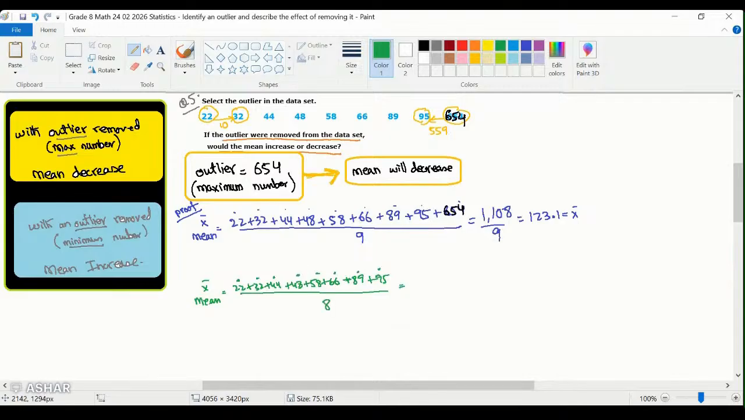So can I say 1008 minus 654? The total will come out to be 454 divided by 8. And the mean comes out to be 56.75. So the value of the mean changes from this value to this value. Is it increasing or is it decreasing? Decrease, right? Because of the outlier. So that's exactly what we proved over here without solving the question.